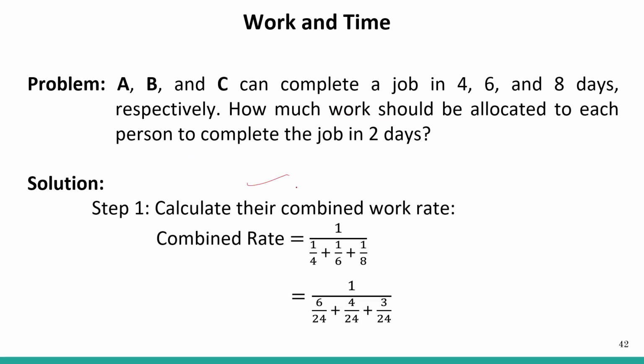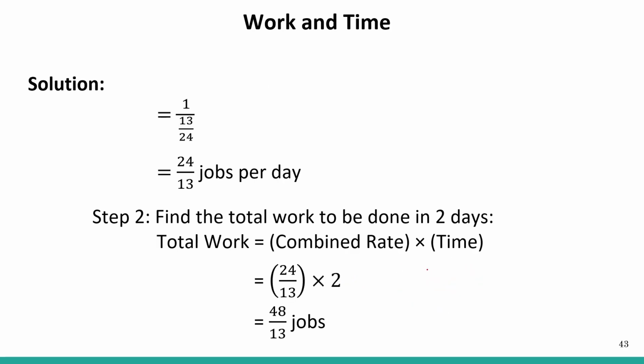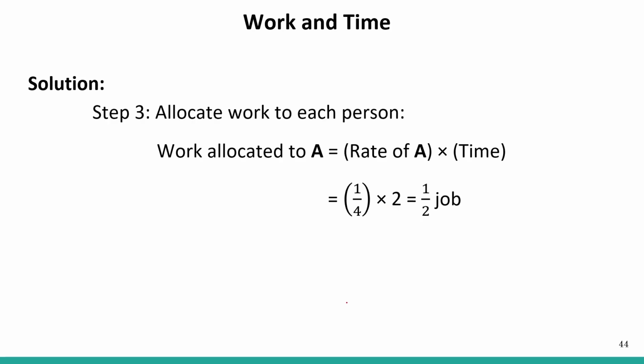So calculate their combined work rate, that is 1 by 4 plus 1 by 6 plus 1 by 8, that is equal to (6 plus 4 plus 3) by 24. So 13 by 24 is the correct answer, 13 by 24 jobs per day. So find the total work done in 2 days. Total work is equal to combined rate into time, 13 by 24 into 2 is equal to 13 by 12. Okay, so this is the correct answer.